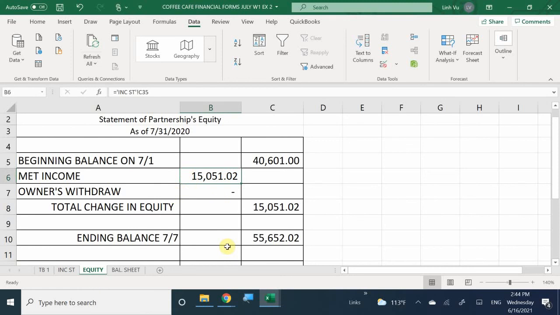You're going to plop in the equity that you began your business with, or in this case, what I began the month with, because from our previous financial statements, we solved that equity as of June 30th, which is the same thing as July 1st, is going to be $40,601. So here we add the net income to give us a new equity.